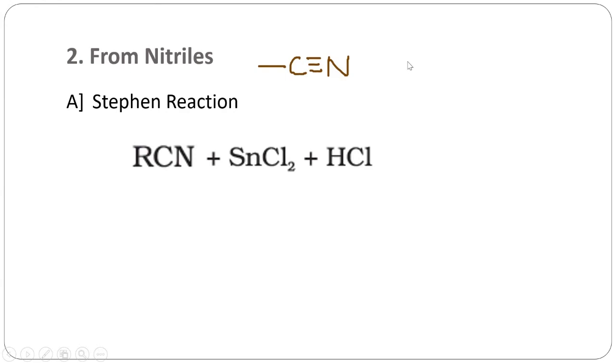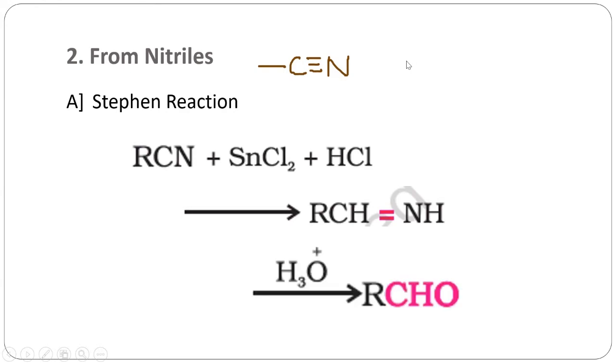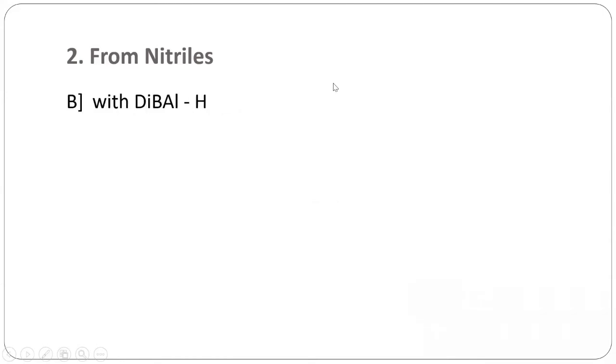Stannous chloride and HCl mixture is a reducing agent. It will reduce RC triple bond N to give RCH double bond NH. On hydrolysis, RCH double bond NH will give you RCH double bond O. Basically the NH will go, and instead of NH you will get oxygen. So RCH double bond O, which is your aldehyde. This is one method. Another method is to reduce the nitrile with a compound called DiBALH.